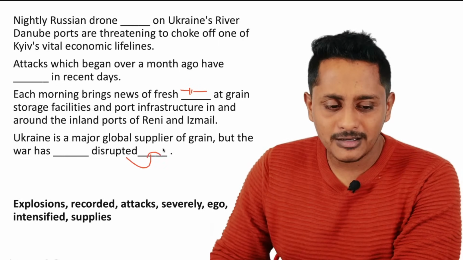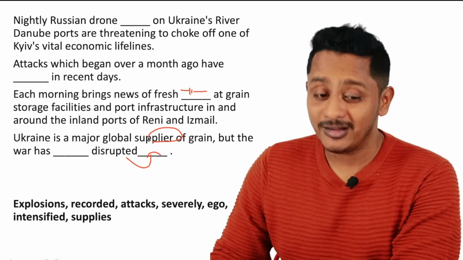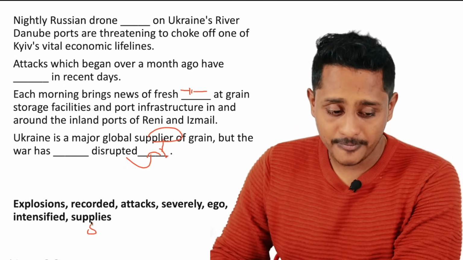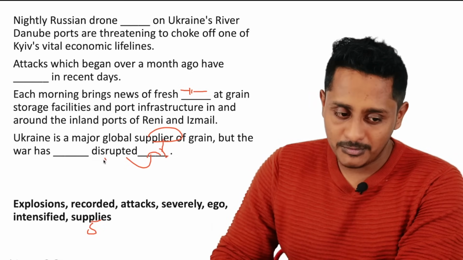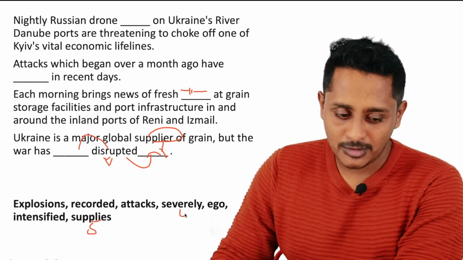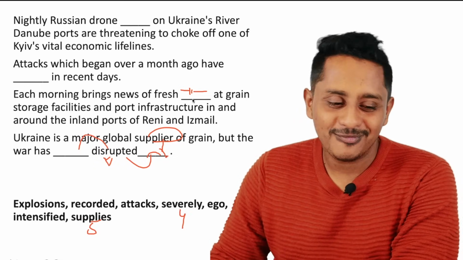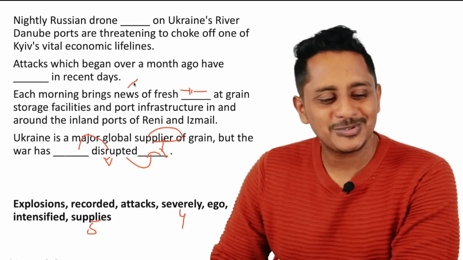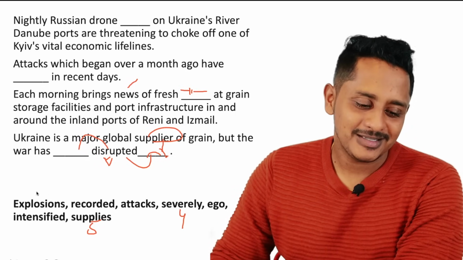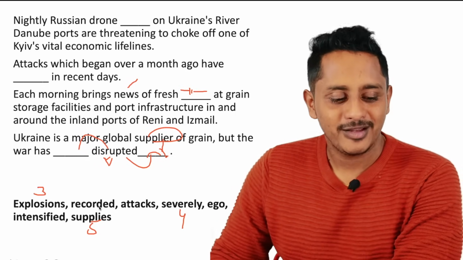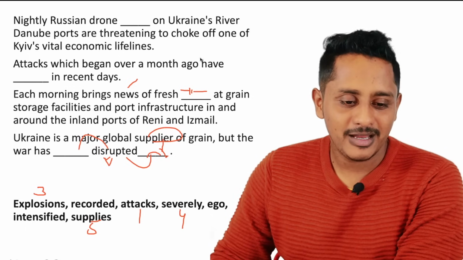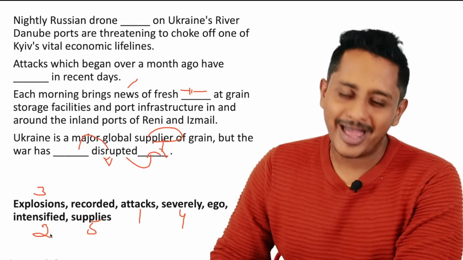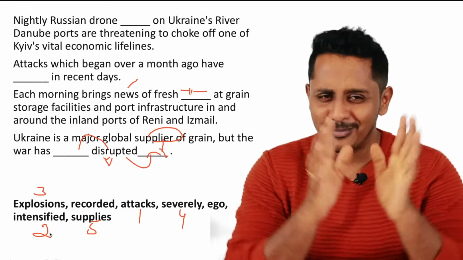Here, disrupted, it's a global supplier of grain context. So, disrupted the supplies. Disrupted is a verb. Before a verb, an adverb comes, so this is going to be 4. Now, what is left? Fresh explosions. News of explosion, not news of supply. So, this is going to be 3. Drone attacks is going to be 1 and have intensified is going to be 2. Actually easy, but still many would have made mistakes.